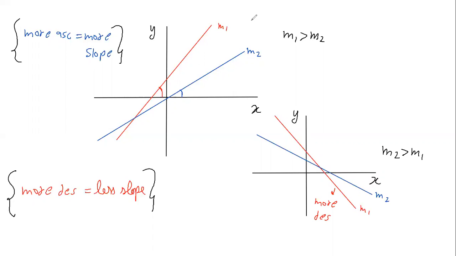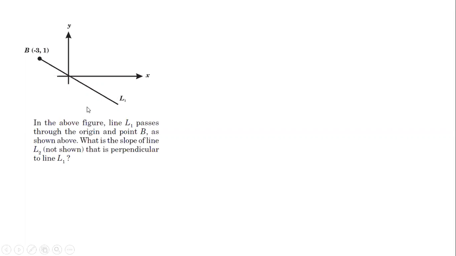So let's do some questions and make sure how these questions come in your real SAT. Now, guys, this first question says: in the above figure, line L1 passes through the origin. I can clearly see that L1 is passing through the origin, that means (0, 0). And point B, the coordinate is already given, (-3, 1). What is the slope of line L2, which is not shown, that is perpendicular to line L1? So they have given me that L2 is perpendicular to line L1, and I need the slope of line L2.